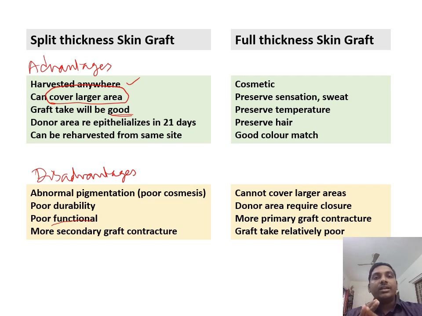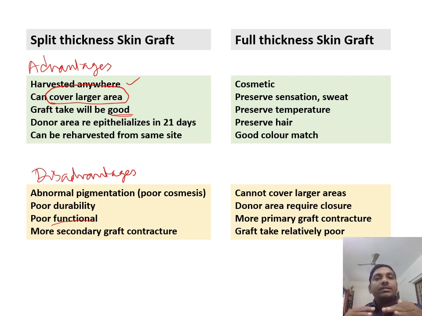Graft contracture can be classified into two types. One is the primary graft contracture. It's because of the elastin content in the dermis. So as we are retaining more and more of the dermis in the full thickness skin graft, primary graft contracture is going to be more with the full thickness skin graft.